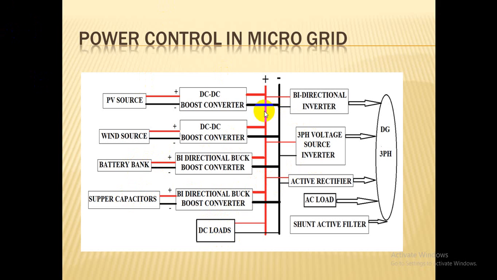This is the source side, and this is also a source because it's a bidirectional inverter. This is a 3-phase AC grid, and then a 3-phase voltage source inverter, active rectifier, AC load, and shunt active filter kind of setups.